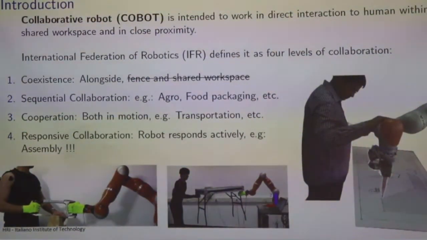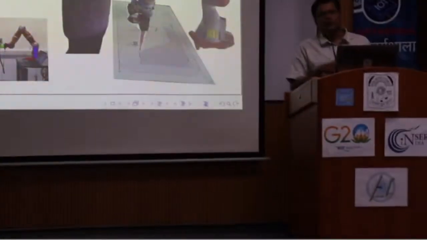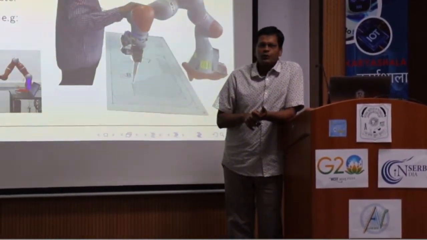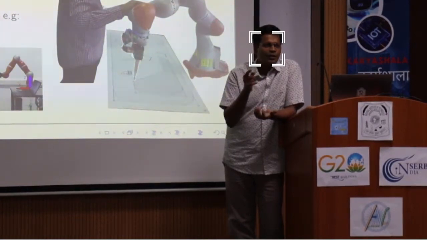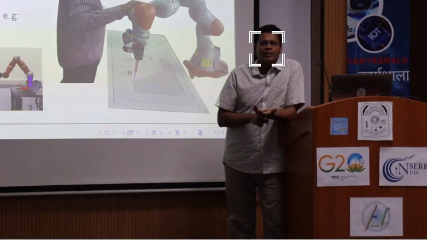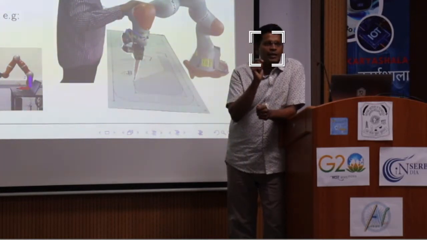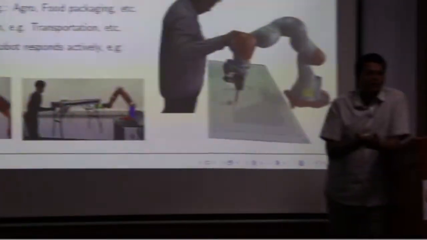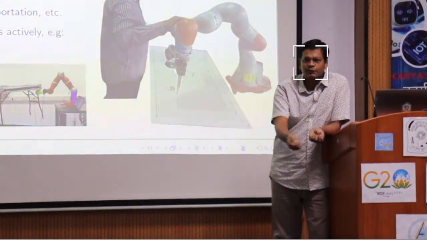What is responsive collaboration? The robot is very much active. Like when you want to insert a key in a keyhole, how do you do that? You actively feel the forces and adjust your positions based on the forces, and even in the dark you can do that. When you drive a car and go to a dark parking lot, you can insert the key even without any vision guidance. It is purely force guided. You can see through your fingers, right? You feel the forces, and you do it.